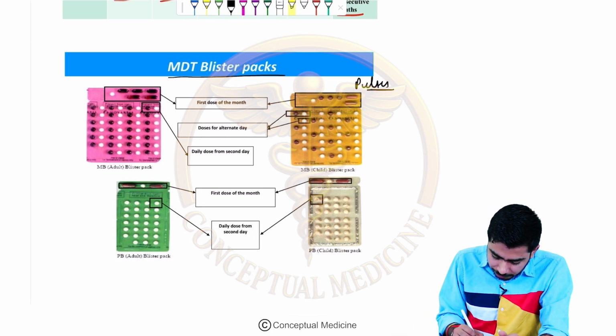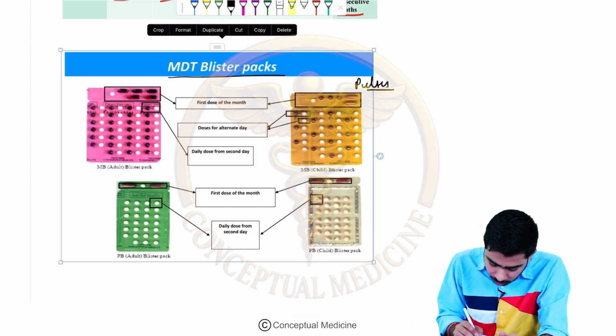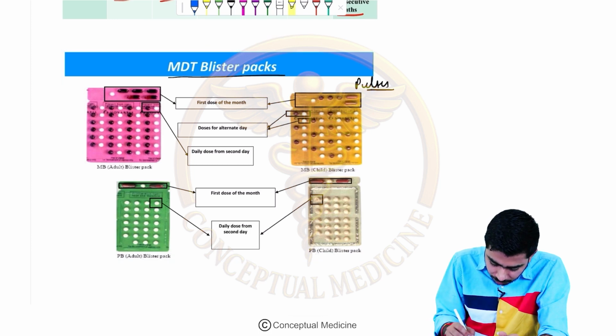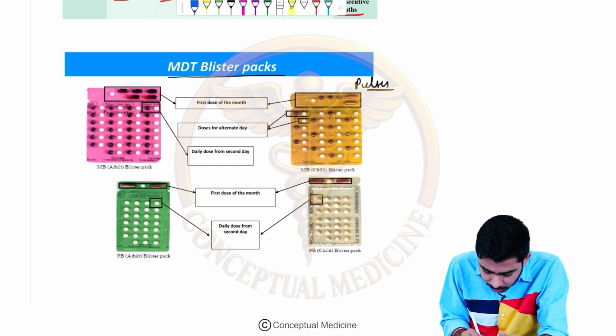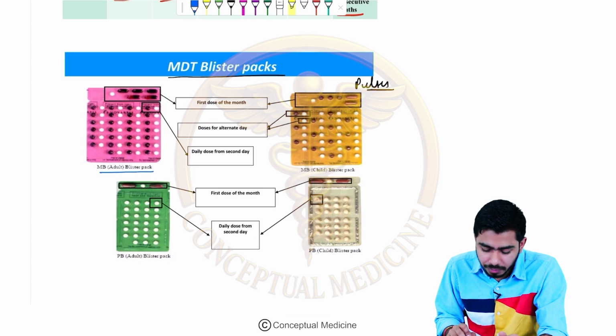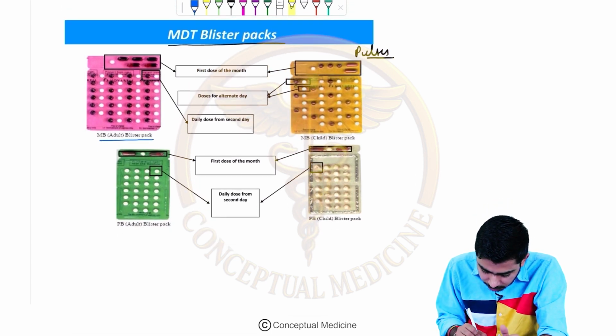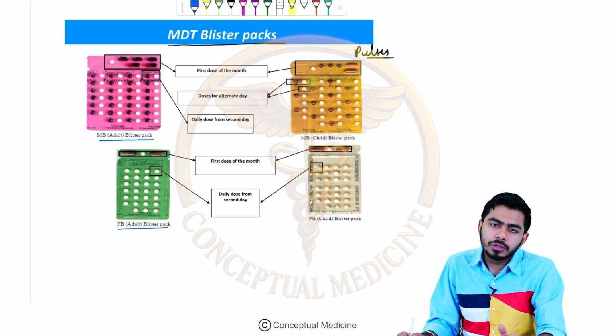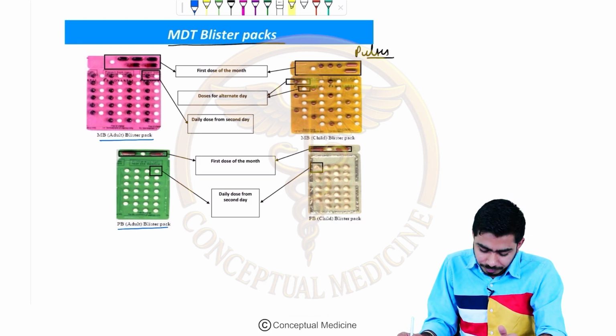Over here we are seeing that for the adult, guys, look over here. For the adult, what are we using? For the adult, for the multibacillary, we are using the pink color blister packet, right? And for the adult, for the paucibacillary, we are using the green color blister packet over here, right?